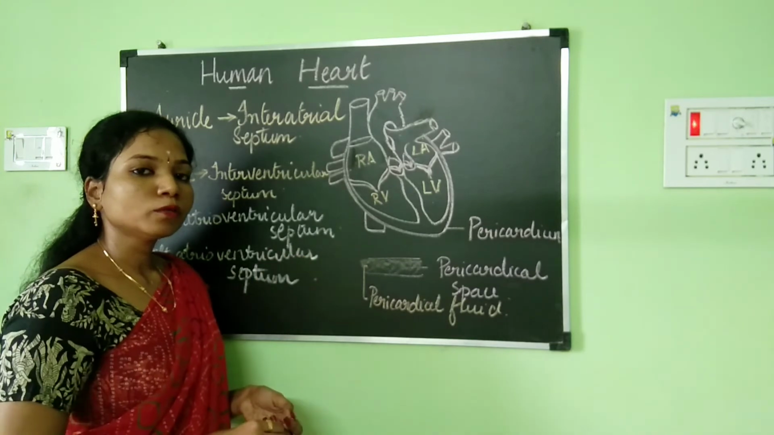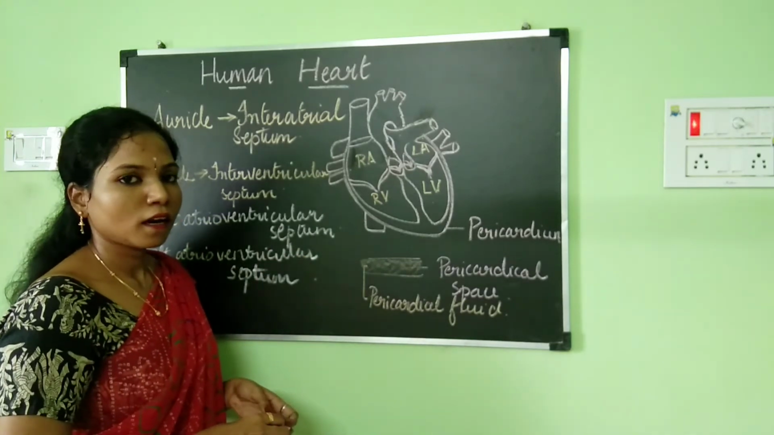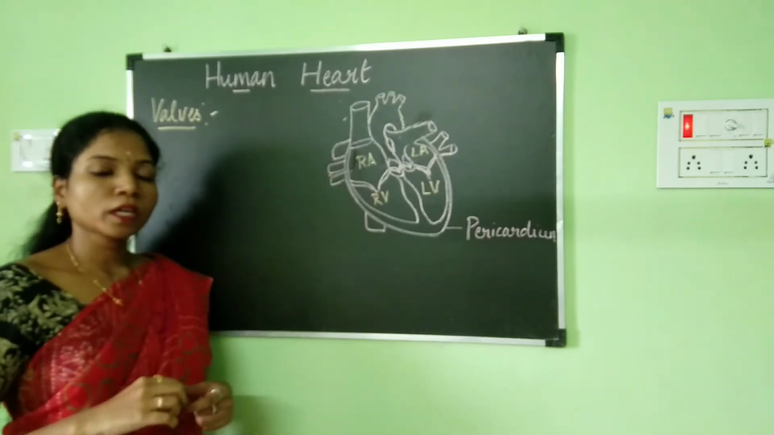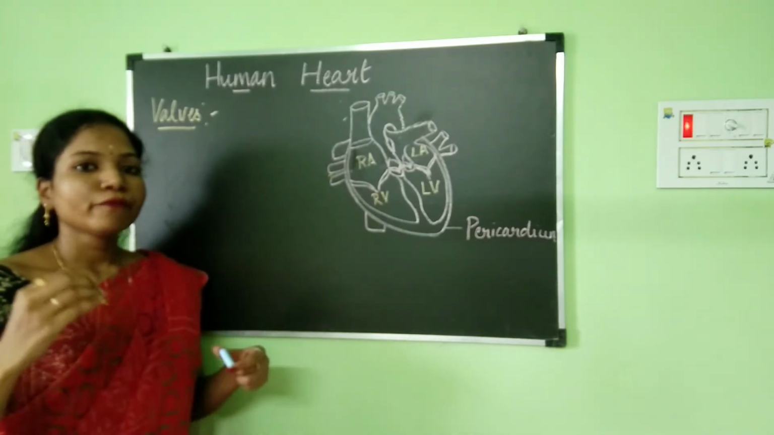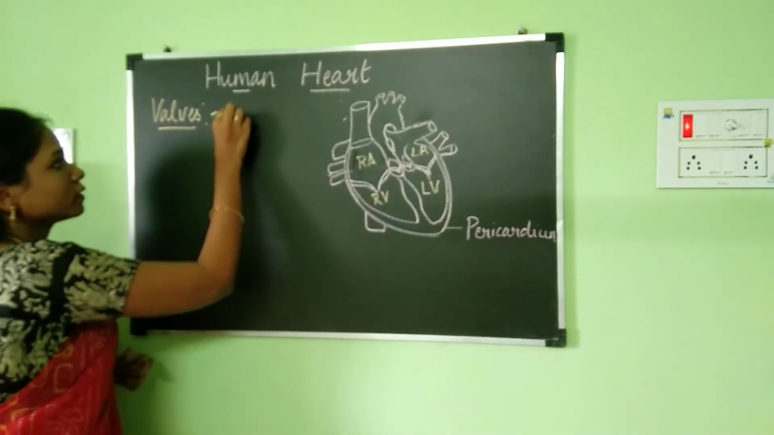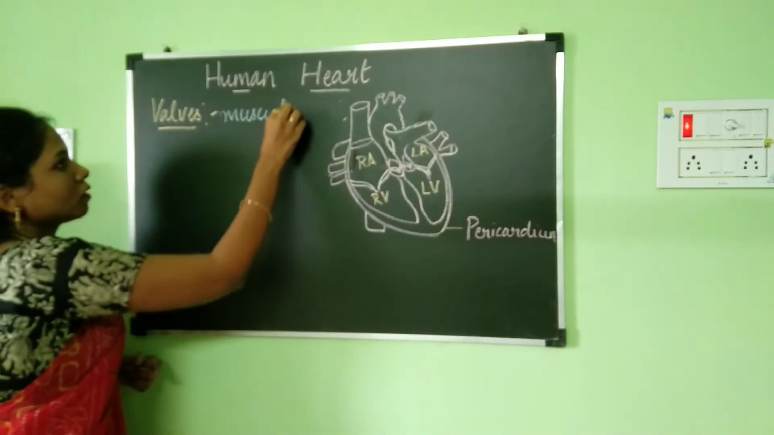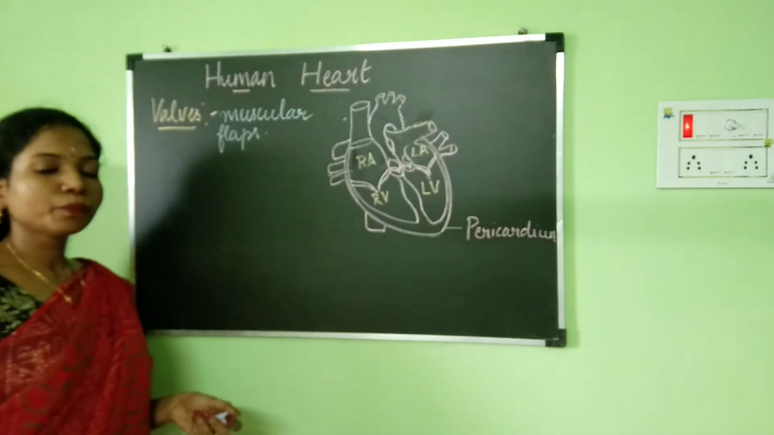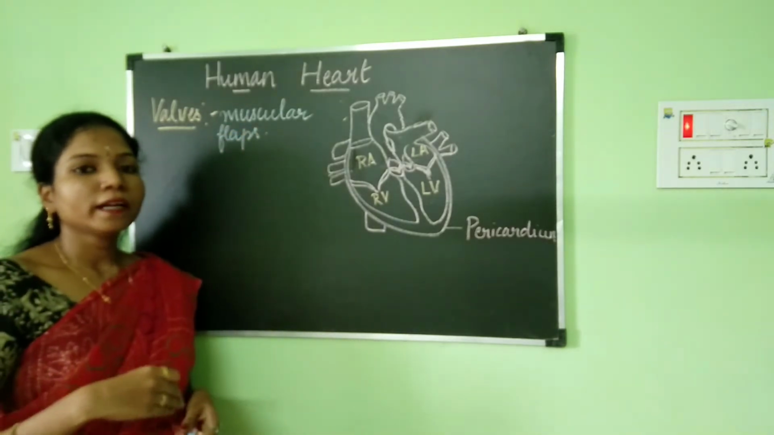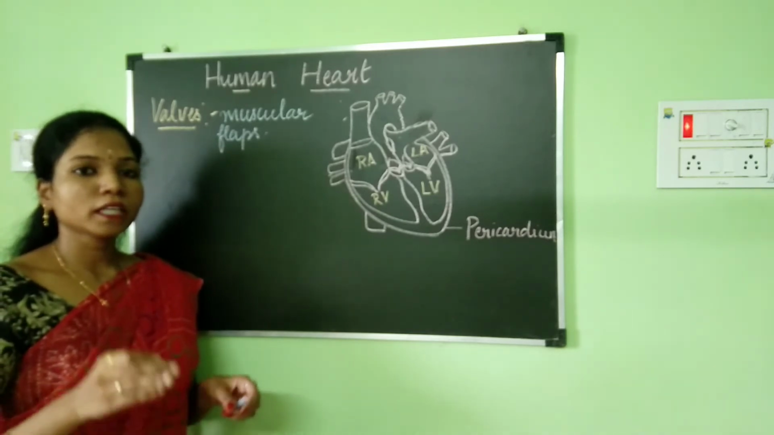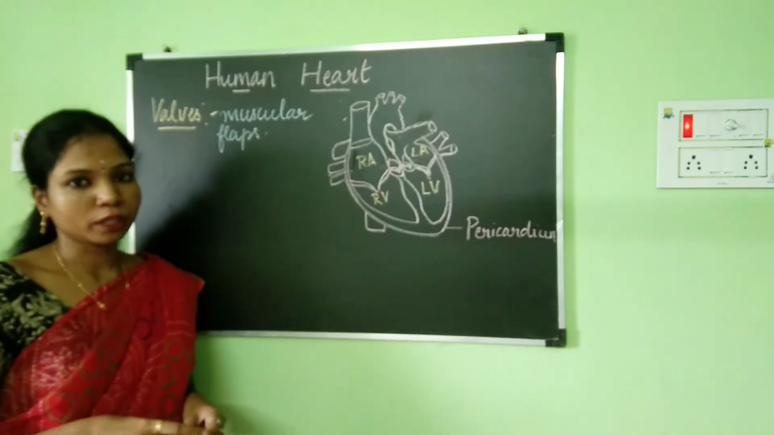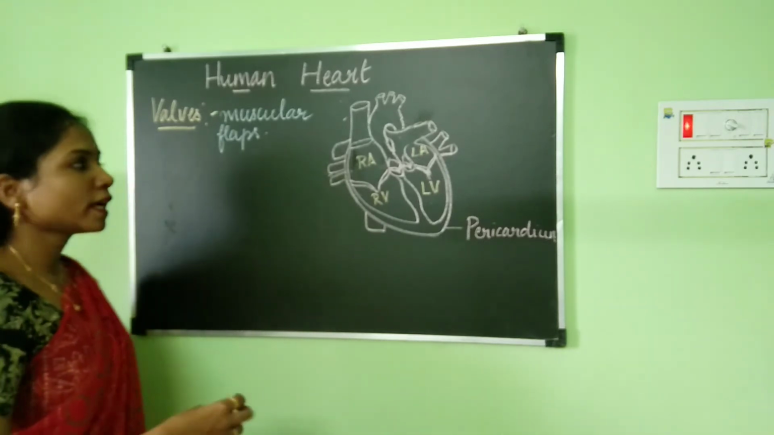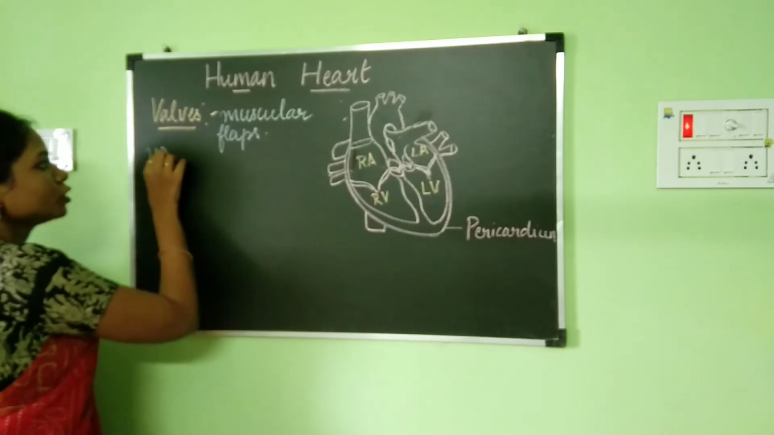So now let's discuss the valves which are present in the heart. I already told you what valves are when we discussed the veins. Okay, so valves are nothing but muscular flaps which prevent the backflow of blood, and also ensure that the blood flows in only one direction.